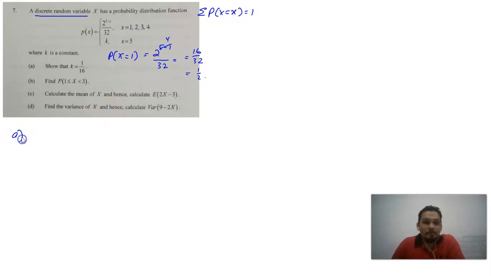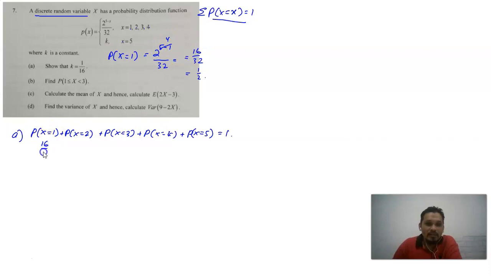Now, show that k equal to 1 over 16. Meaning for this one, we are going to take the probability of X equal to 1 plus the probability of X equal to 2 plus the probability of X equal to 3 plus the probability of X equal to 4 plus the probability of X equal to 5, and the total of it equals 1. So we prove the first one when x equal to 1. Look at this function: 5 minus x. So 5 minus 1 equal to 4, 2 to the power 4 equal to 16, so it is 16 over 32. We continue with x equal to 2: 5 minus 2 equal to 3, so 2 to the power of 3 equal to 8 over 32.